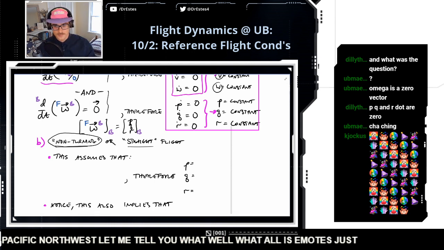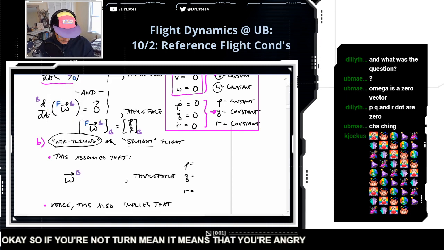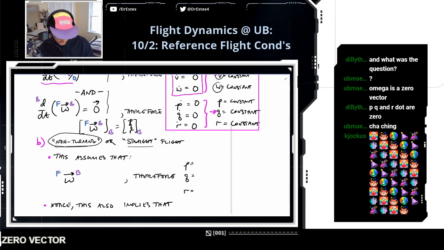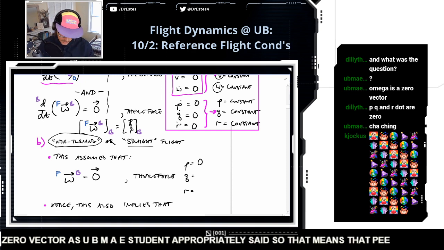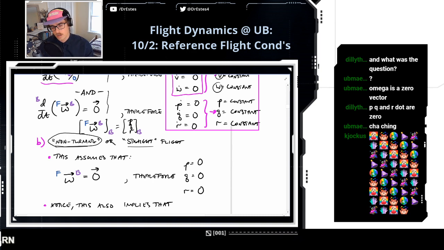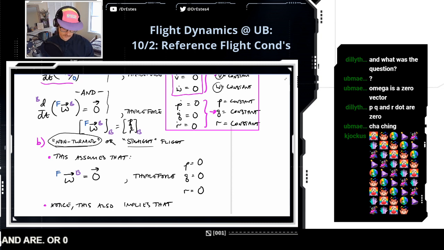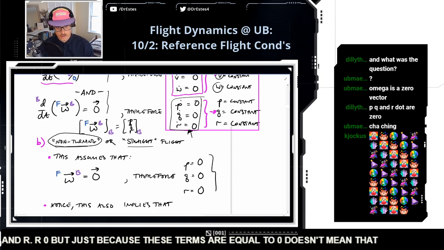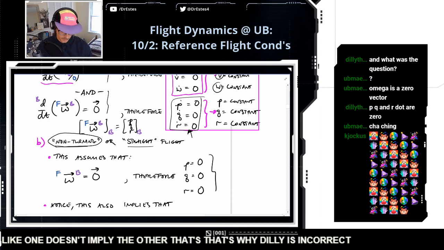Okay, so if you're not turning, it means that your angular velocity is zero, or the zero vector, as UBMAE student appropriately said. So that means that P is zero, Q is zero, and R is zero, which also, if it's always zero, implies that P dot, Q dot, and R dot are zero. But just because these terms are equal to zero doesn't mean that one implies the other. That's why Dilly is incorrect. I'm sorry.